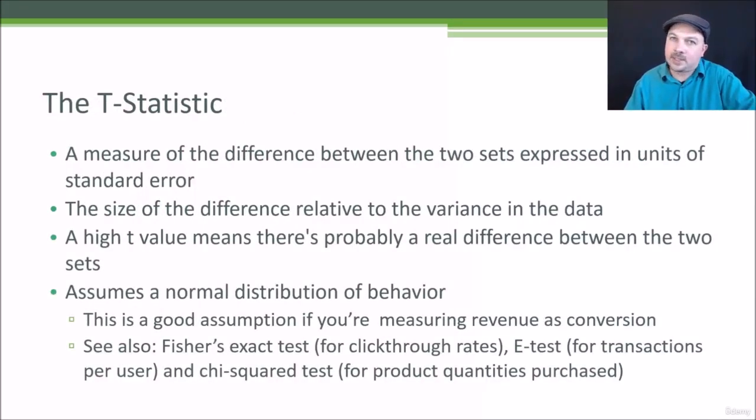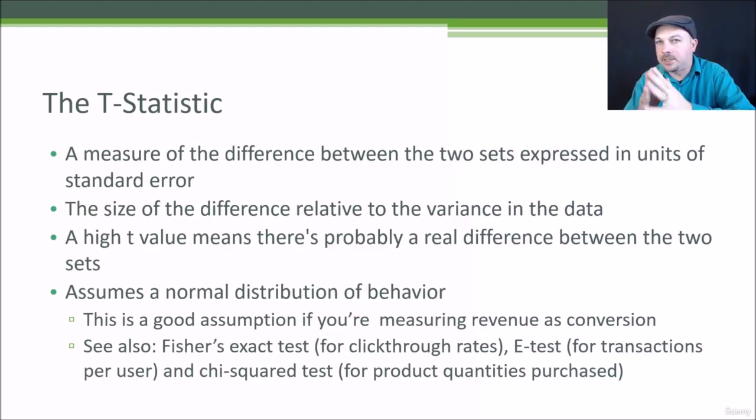So let's start with the t-statistic, also known as the t-test. It's basically a measure of the difference in behavior between these two sets, between your control and treatment group, expressed in units of standard error. So it is based on standard error, which accounts for the variance inherent in the data itself. So by normalizing everything by that standard error, we get some measure of the change in behavior between these two groups that takes that variance into account. So the way to interpret a t-statistic is that a high t-value means there's probably a real difference between these two sets, whereas a low t-value means not so much. So you have to decide what's a threshold that you're willing to accept.